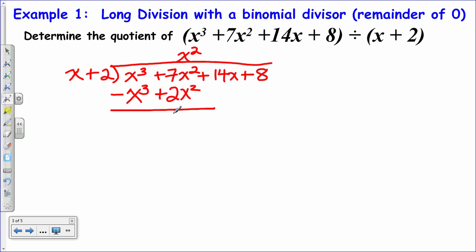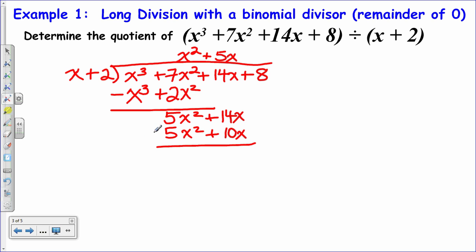Subtract 7 minus 2 is 5x squared. Now we're going to bring down the next term, 14x. Okay, so then you ask yourself, how do I make this x become 5x squared? Well, through multiplication of 5x. So since 5x is a linear term, it gets written above the linear term here in the dividend. So 5x times x is 5x squared, and then 5x times 2 is 10x. Write this here, subtract, and we end up with 4x, and then finally bring down the 8.